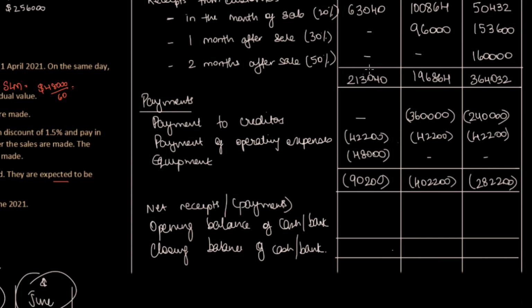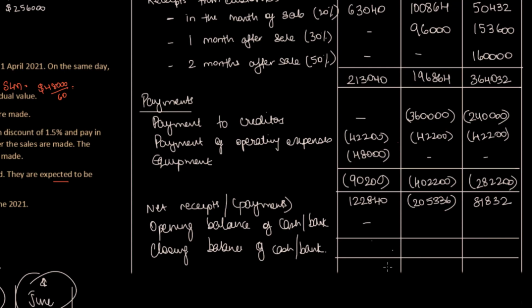So 213,040 minus 90,200, positive amount 122,840. So that's a net receipt. For May, it will be 196,864 minus 402,200. Clearly payments are higher than the receipts in this month. So it's a net payment. So in brackets 205,336. And for June, again it's a net receipt 81,832. Next step is write the opening balance.